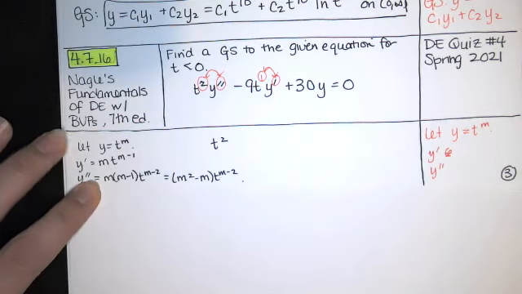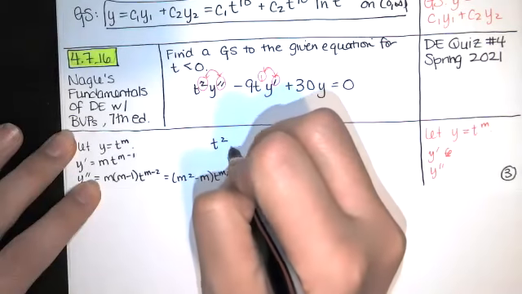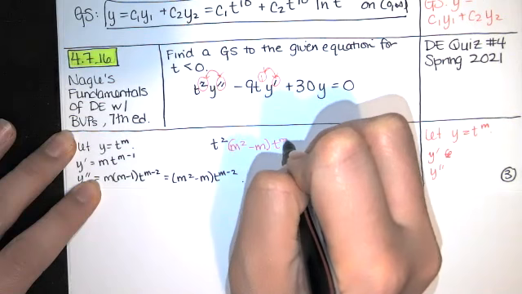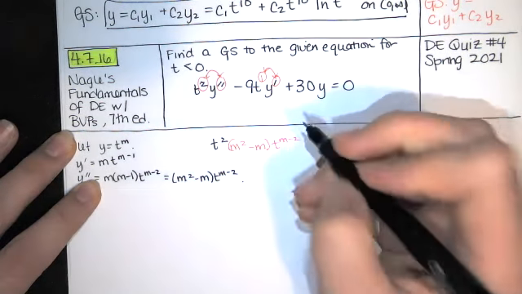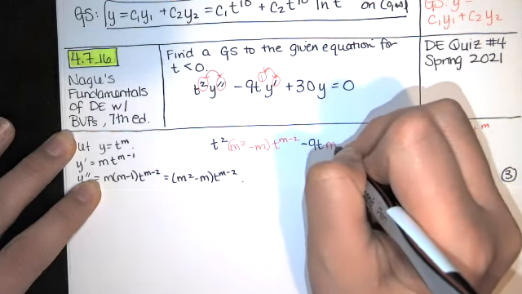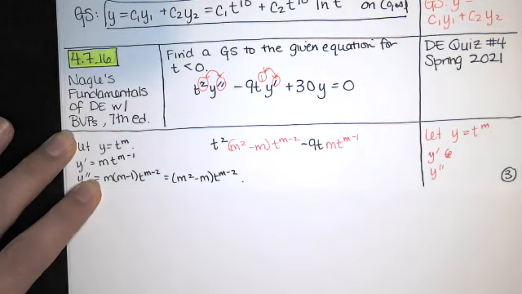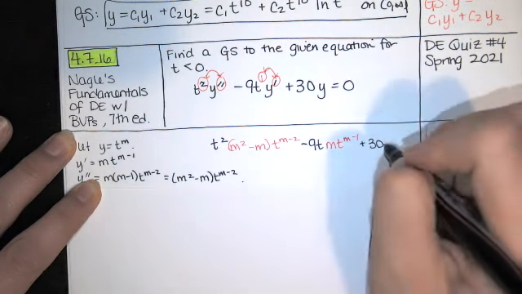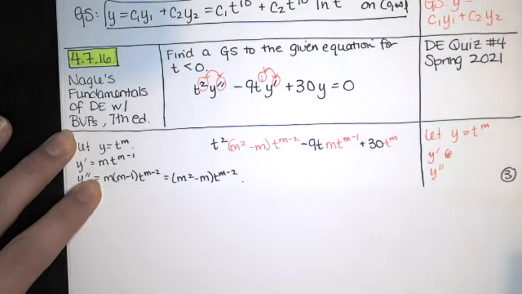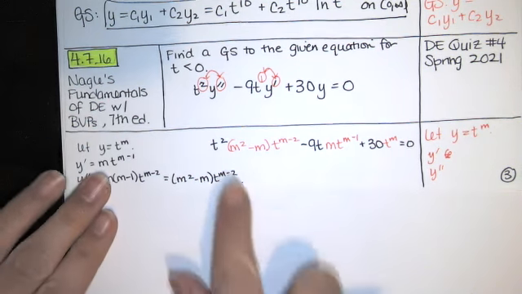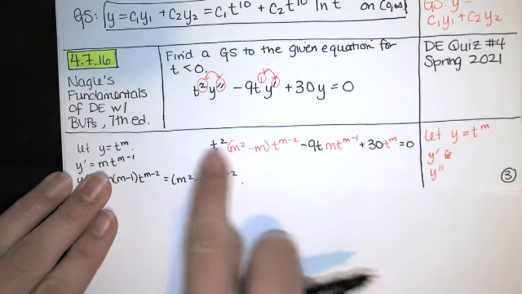And then you've got t squared times y double prime, you're substituting into the equation now, minus 9t times y prime, which is this m times t to the m minus 1. And then we're adding 30 times y, which is t to the m. We add all those together, we have to get 0. Now, the only way that happens is if this equals 0.